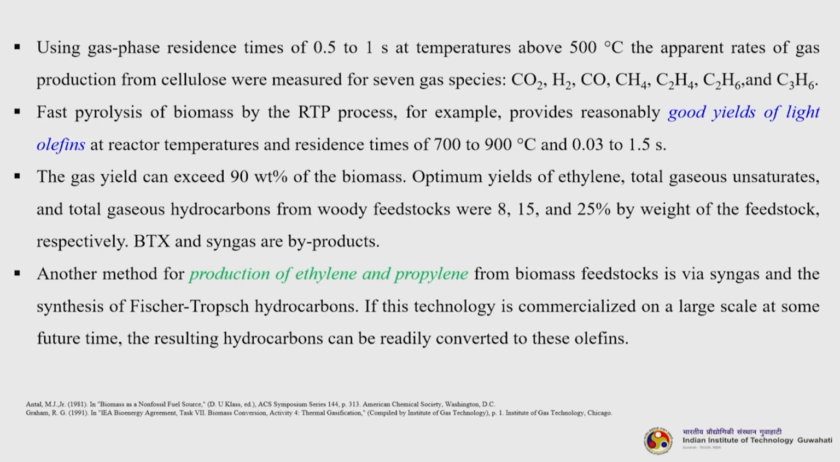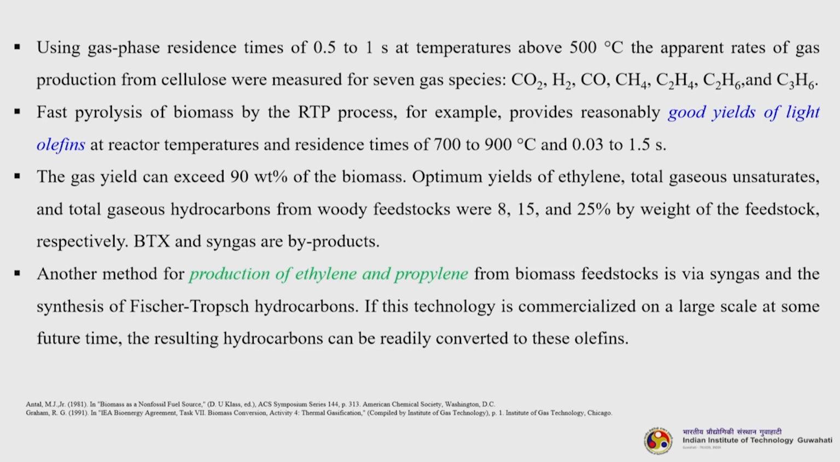Optimum yields of ethylene, total gaseous unsaturates and total gaseous hydrocarbons from woody feedstocks were 8, 15 and 25% by weight of the feedstock. BTX and syngas are the byproducts. Another method for production of ethylene and propylene from biomass feedstocks is via syngas and the synthesis of Fischer-Tropsch hydrocarbons.